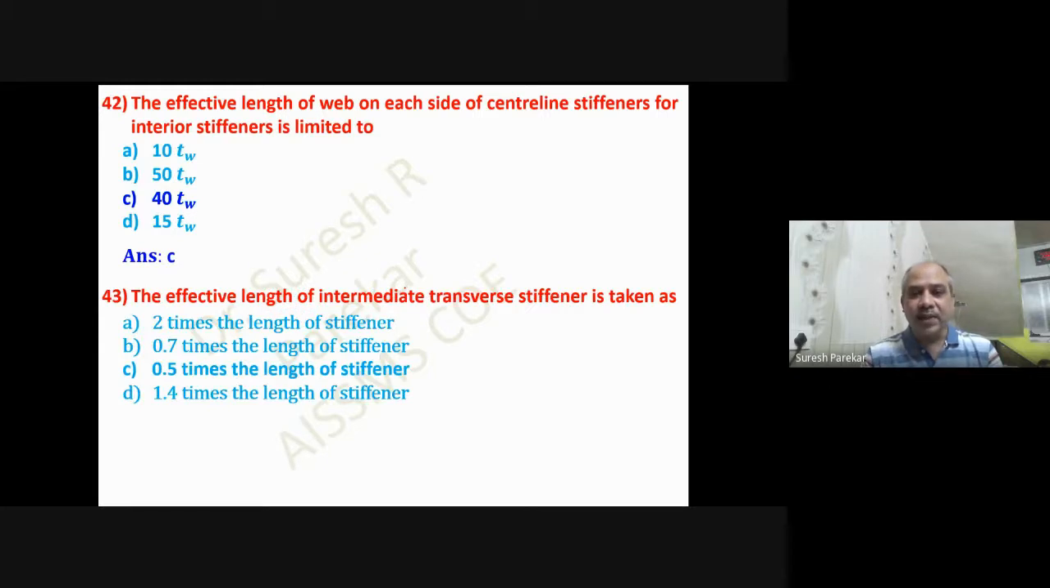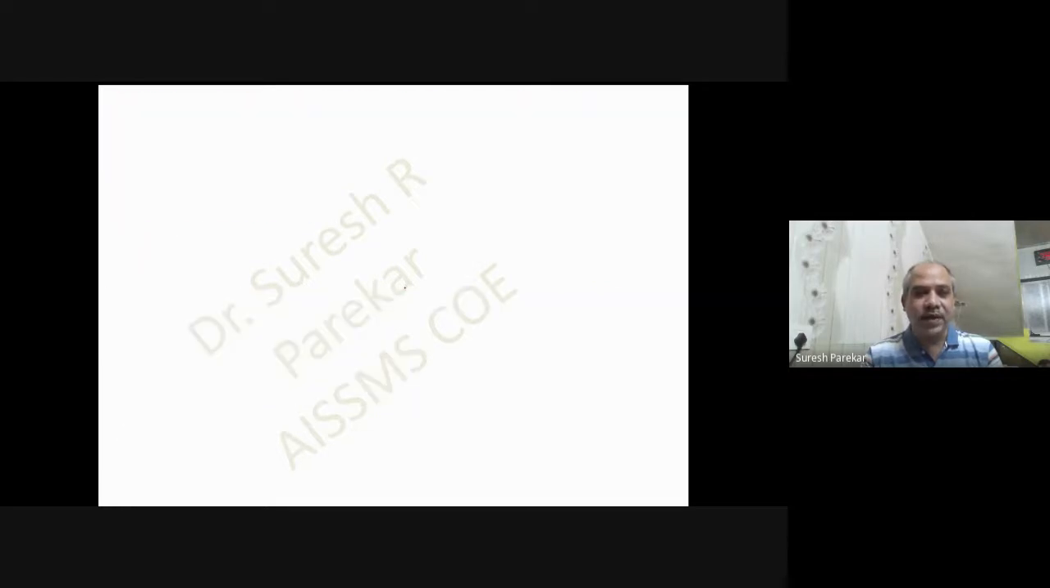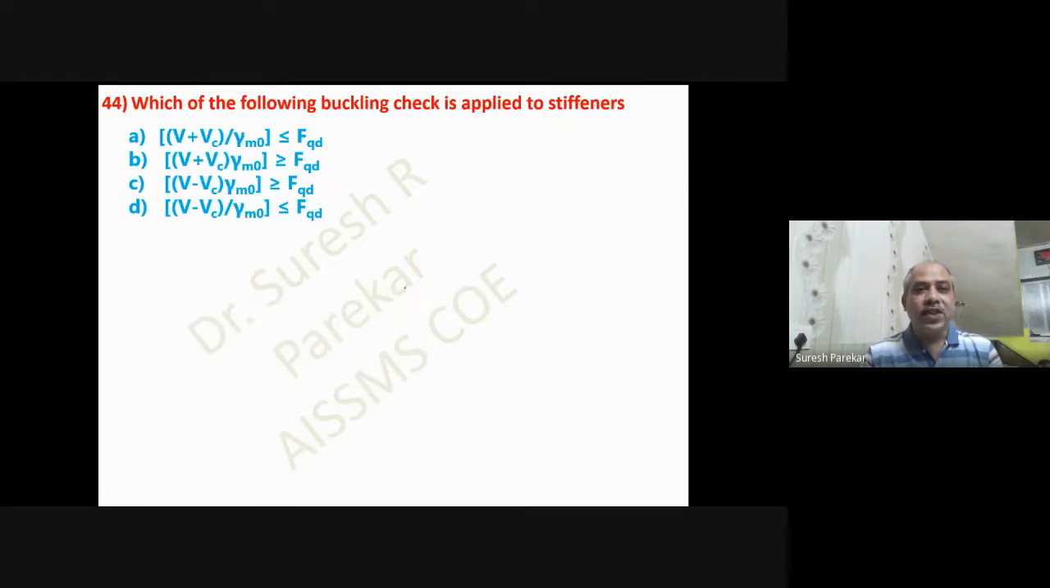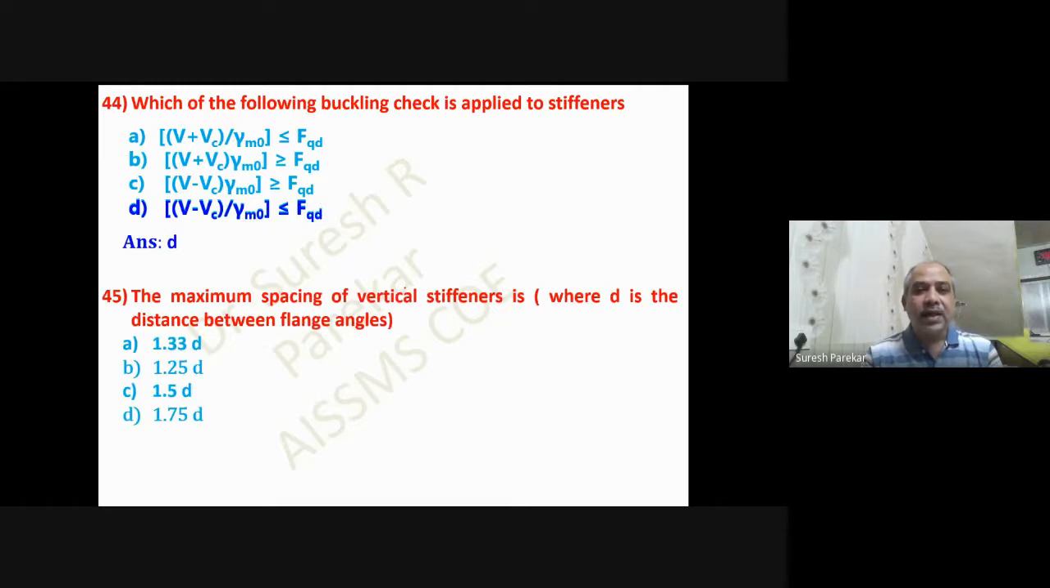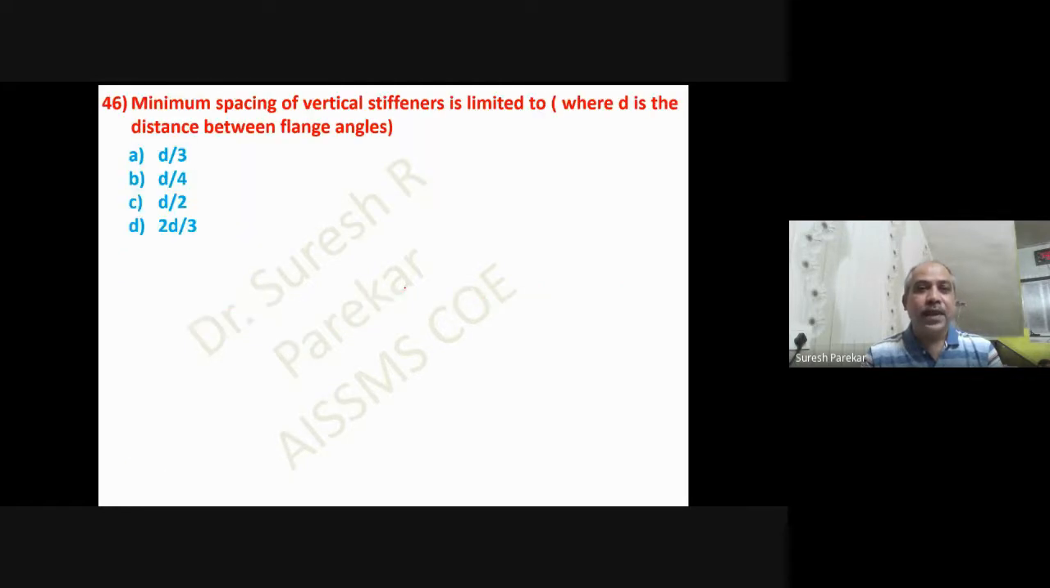The effective length of an intermediate transverse stiffener is taken as 0.7 times the length of the stiffener. Here, which of the following buckling checks is applied to the stiffener? So we have answer D: V minus Vc upon gamma m0 less than or equal to FQD. The maximum spacing of vertical stiffeners is 1.5 D. Then the minimum spacing of vertical stiffeners is D by 3. That is answer A.